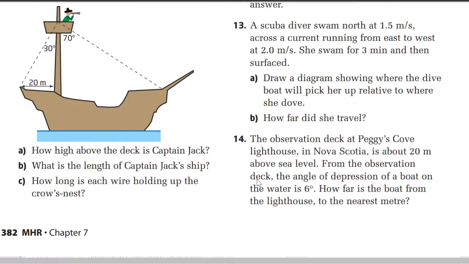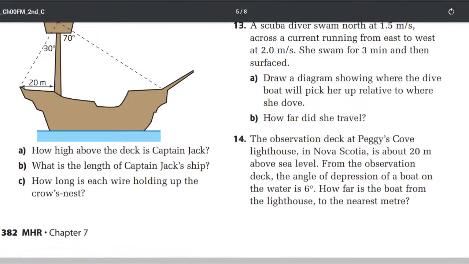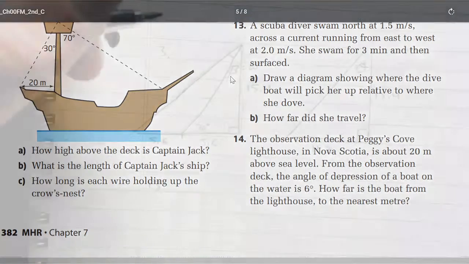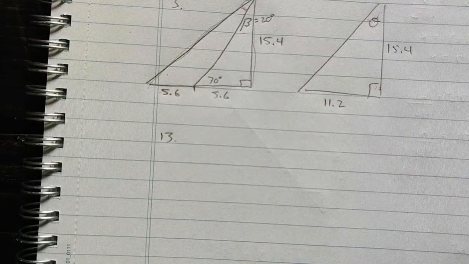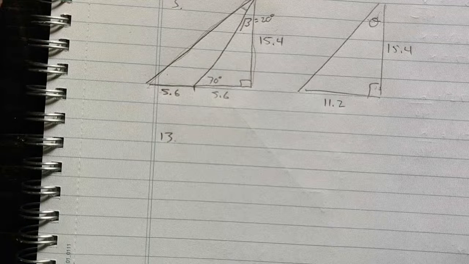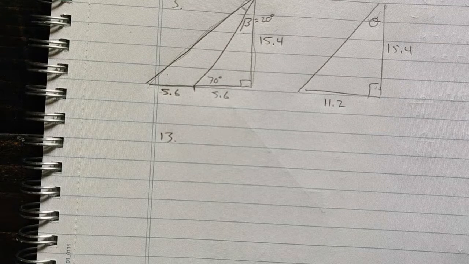So you've got a scuba diver that swam north at 1.5 meters per second across a current from east to west that was moving at 2.0 meters per second. She swam for 3 minutes and then surfaced. So we want to draw a diagram showing where the dive boat will pick her up relative to where she dove, and then figure out how far she traveled. Looking at this one, when you're setting up diagrams like this with distance, I like to first get an idea of where I'm going. So I'm going north, and then the current's going from east to west.